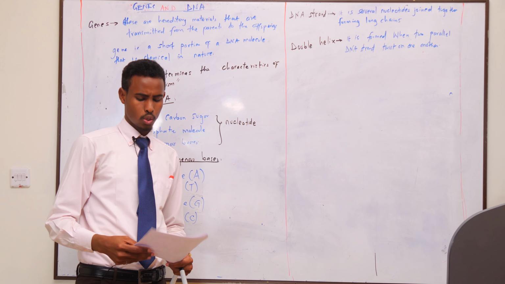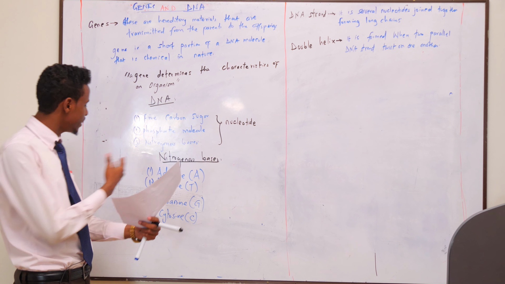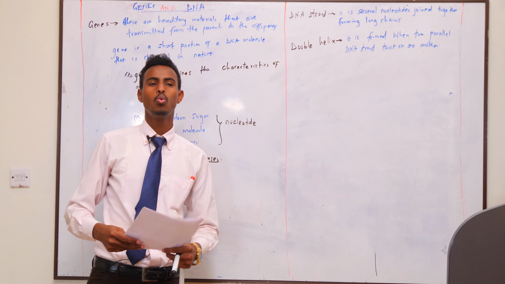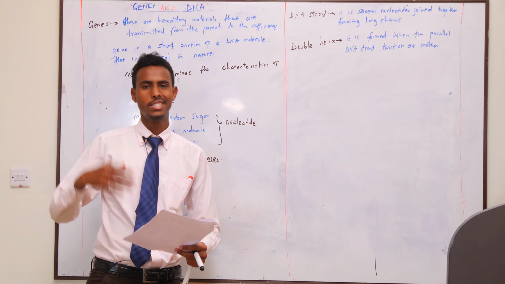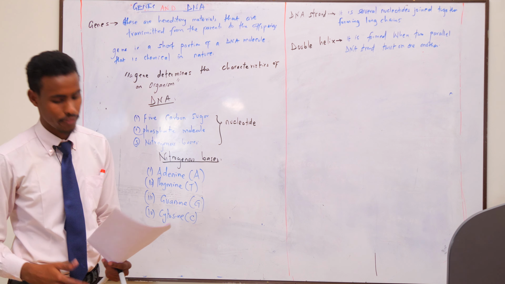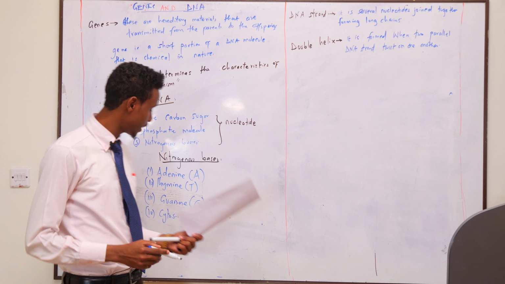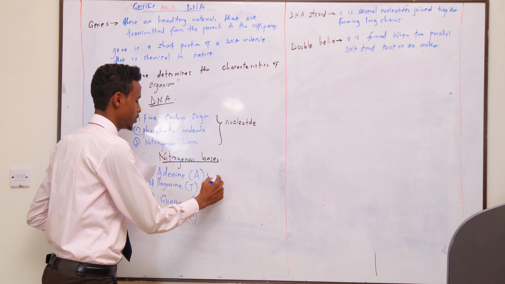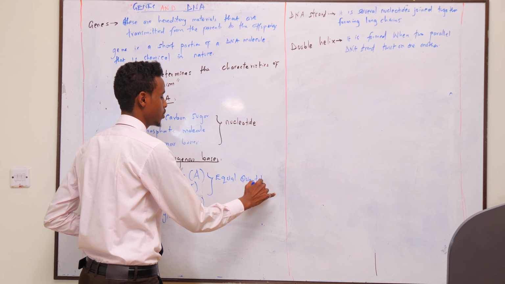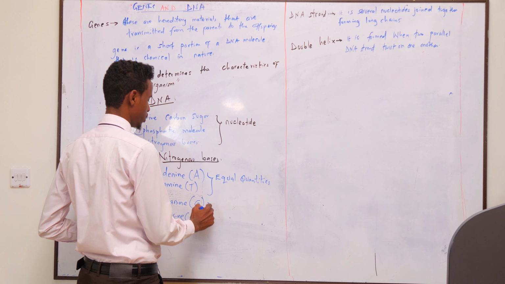Another thing I want us to also discuss is that when we have the adenine, thymine, guanine, and cytosine, there are always some quantities which are always equal. And therefore, we say the quantities of adenine and thymine are always equal. What about the cytosine and guanine? Equal quantities.